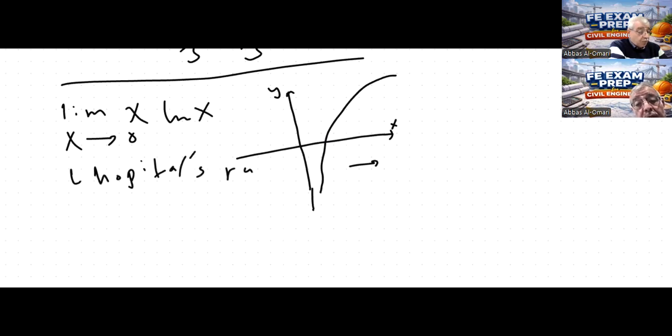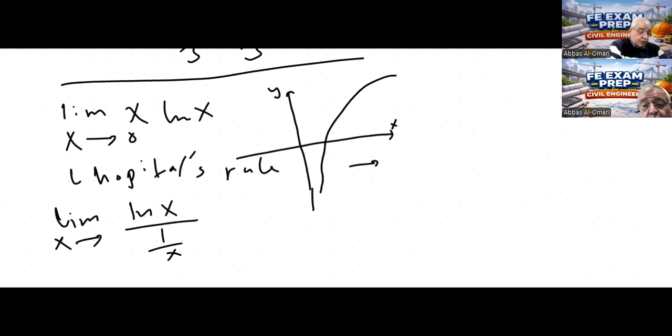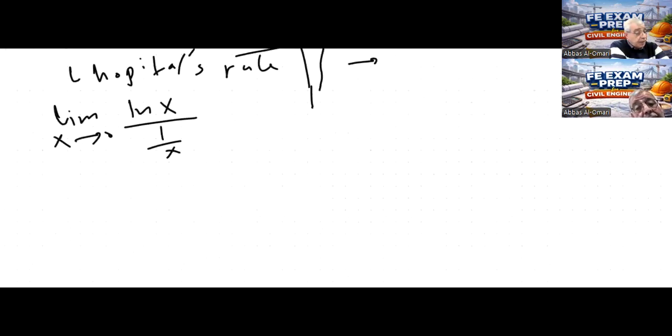Now, first, to follow L'Hopital's rule, we have to write this function as a fraction, with a numerator and denominator. So we can write this as the limit of ln x divided by 1 over x as x goes to 0. I rewrote the function in this format, which is the same as x ln x, in order to follow L'Hopital's rule.